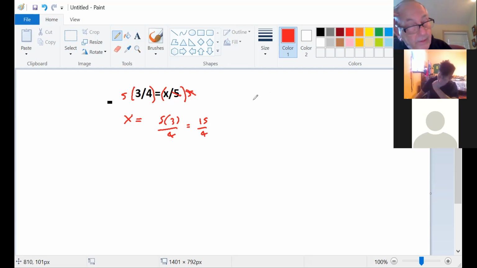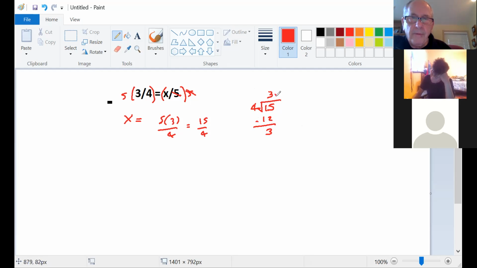So if I say, okay, I want this in a mixed number form, what do I do? I do 15 divided by 4. How many times does 4 go into 15? It's going to be 3 times. So it looks like this. Remainder 3, right? Okay, Lucero, what's this in mixed number form?